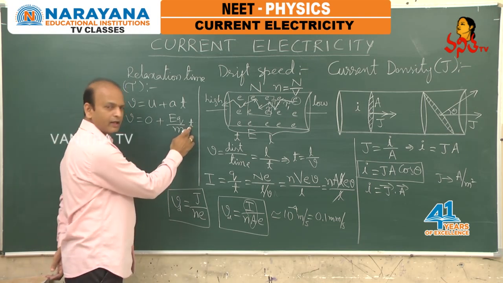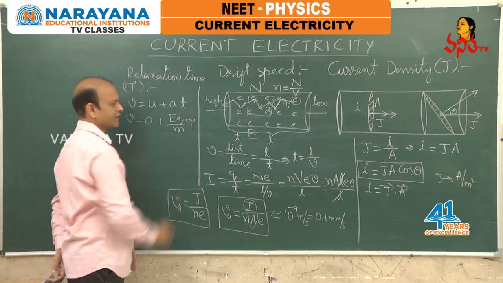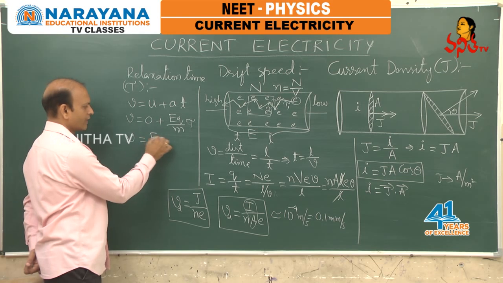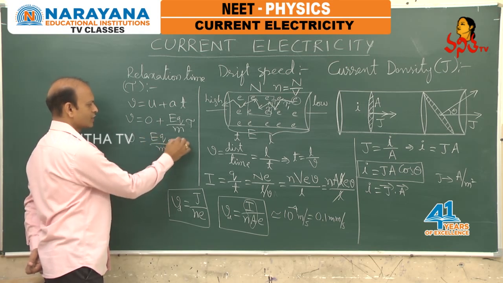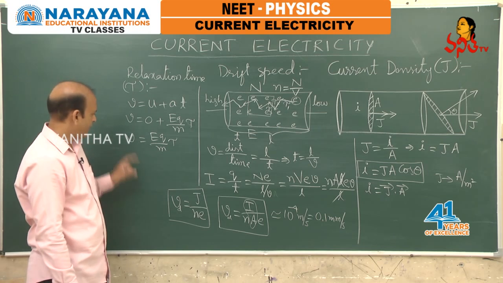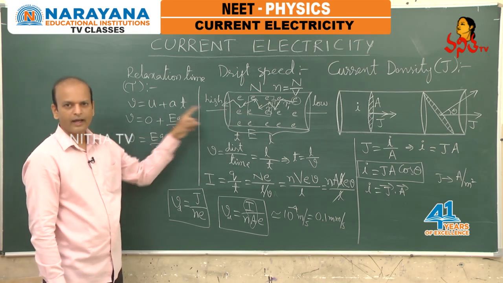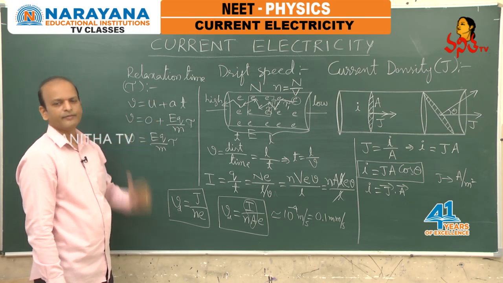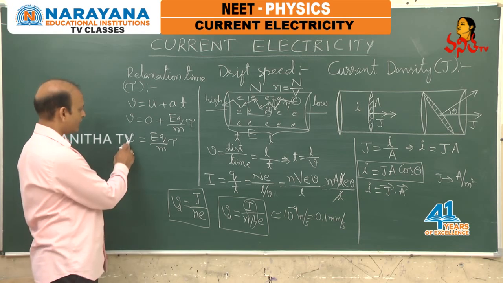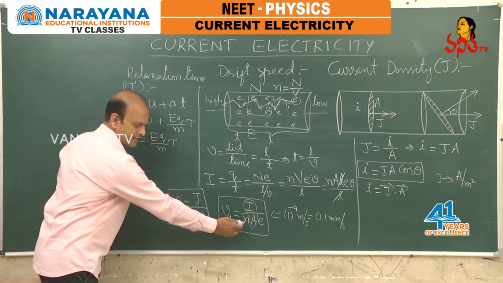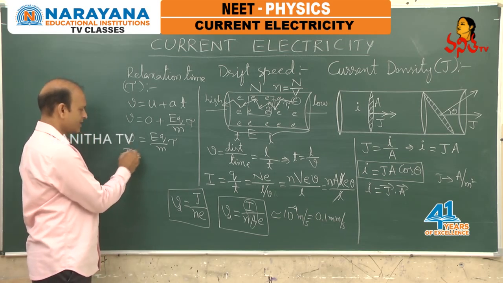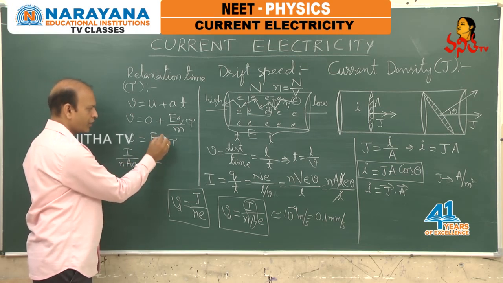This time taken is what we call the relaxation time, and v is equal to eEτ by m, where v is the average constant speed of these electrons, that is the drift speed. Okay. So, drift speed, just now we got an equation for it, that is I by nAe. Therefore, drift speed I by nAe is equal to eEτ by m.